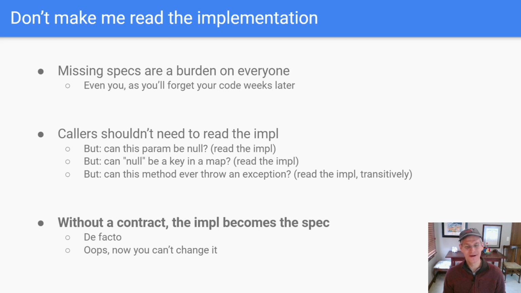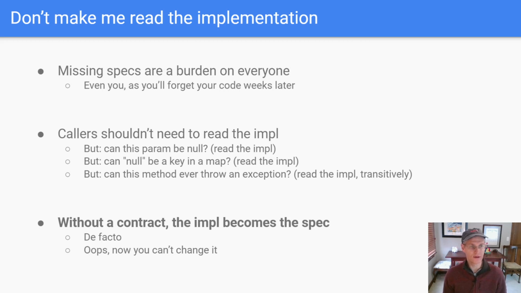You'll get an email that says, hey, remember that thing you wrote a while back? We're having some trouble with it, and we want to rope you back in and destroy your week. So really, the point is that having that interface implementation split, you may be the primary beneficiary of that. You want to be in a situation where callers shouldn't need to read the implementation. And here are some example cases which might force them to do that. They might wonder, can I pass in this parameter as null?